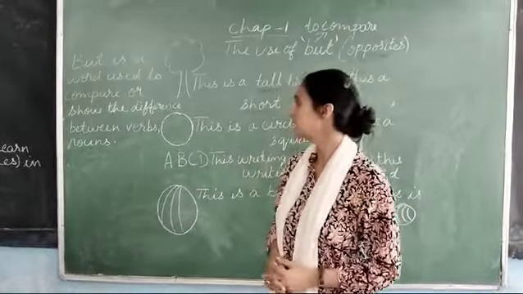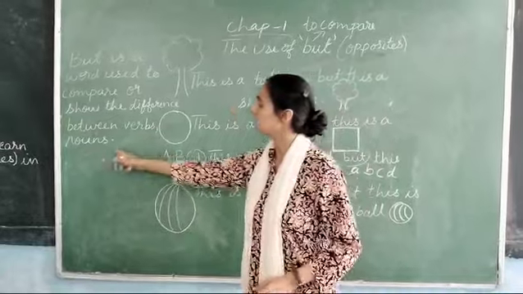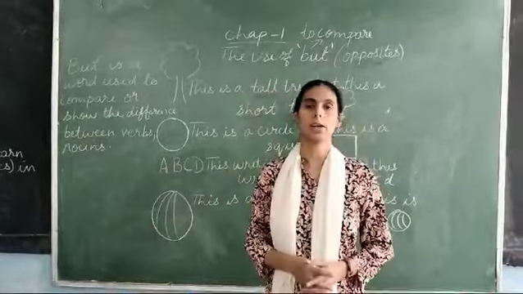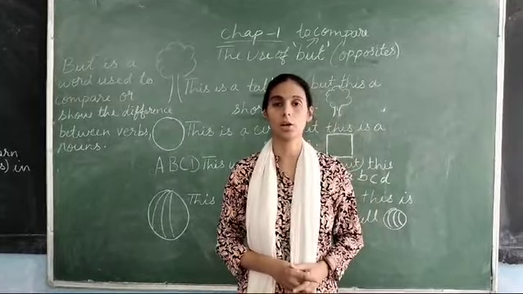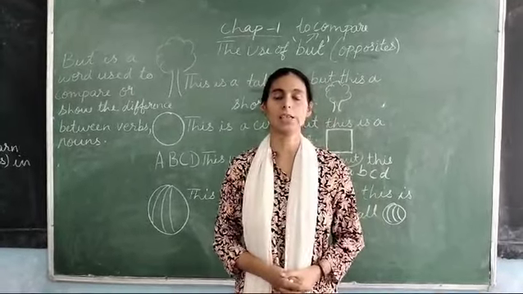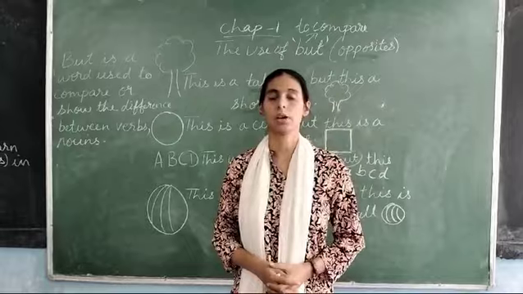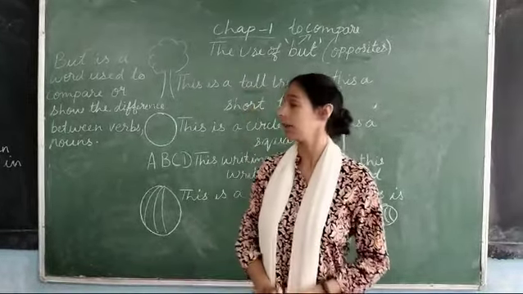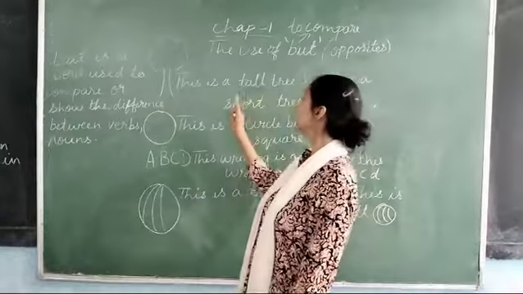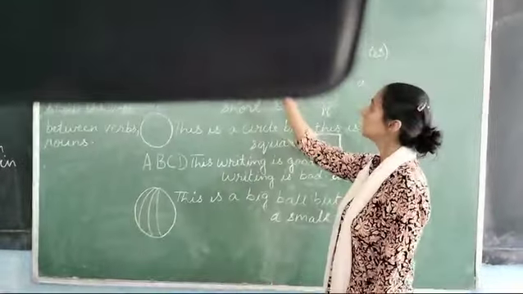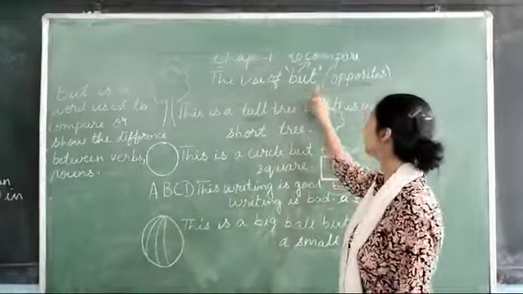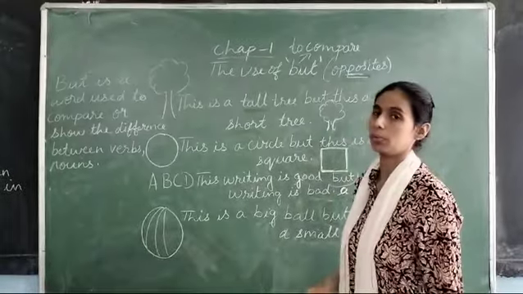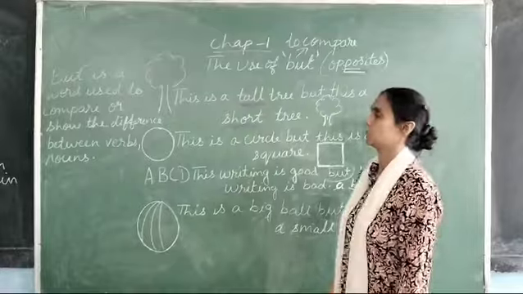So let us see now with examples of nouns. Now children, I had already taught you what are nouns. Let us once again revise. A noun is the name of a person, place, thing or animal. Now let us see with opposites. In this chapter we are going to learn the use of the word but with opposites. So let us see the first example and understand in a better way.